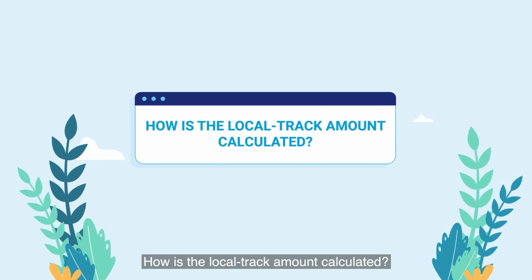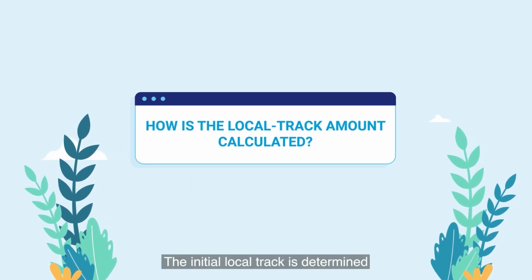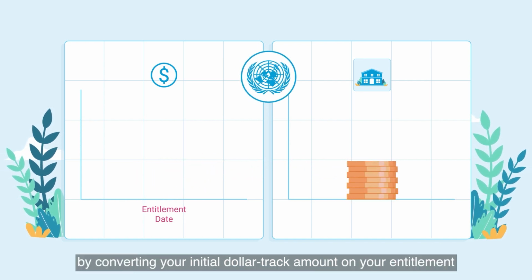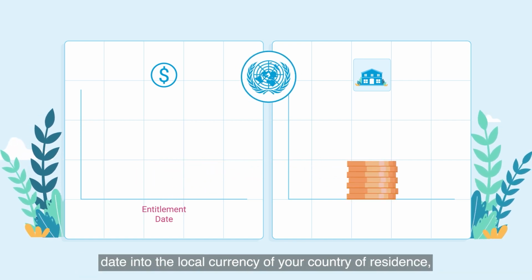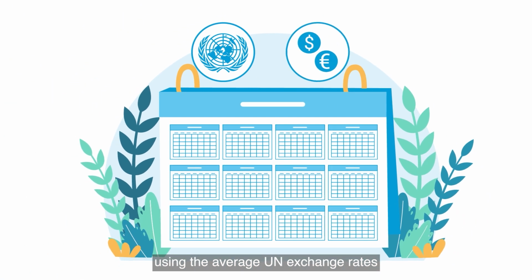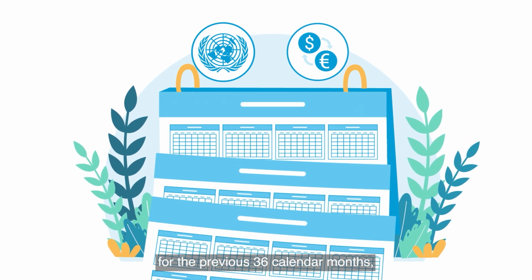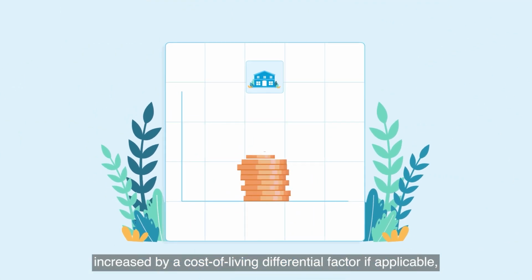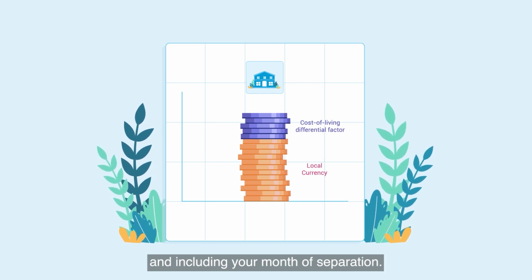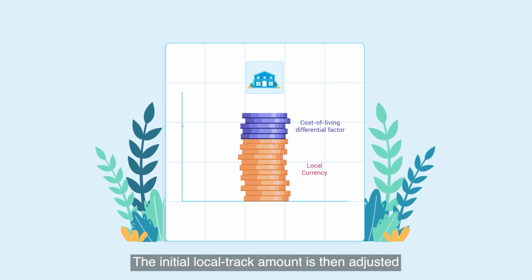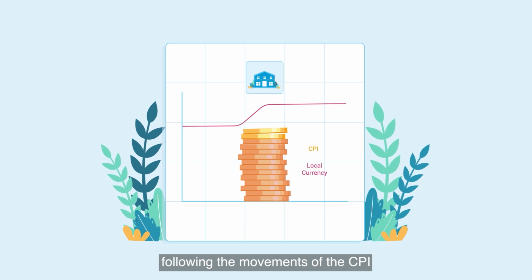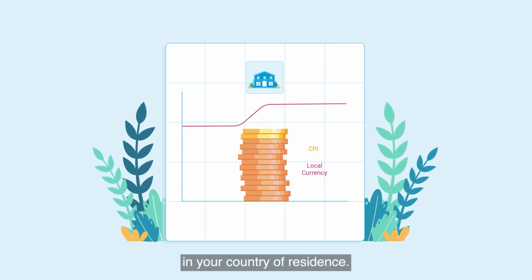How is the local track amount calculated? The initial local track is determined by converting your initial dollar track amount on your entitlement date into the local currency of your country of residence, using the average UN exchange rates for the previous 36 calendar months, increased by a cost of living differential factor, if applicable, and including your month of separation. The initial local track amount is then adjusted following the movements of the CPI in your country of residence.